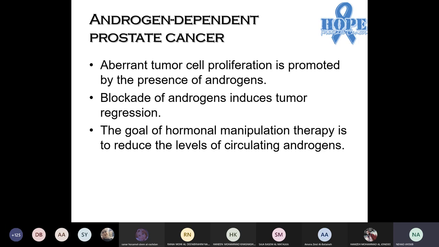How we can reach this, how we can deprive or decrease the level of androgen in circulation, or how can we stop the effect of androgens on the prostate tissue, we have different classes of drugs. Okay? فإذا the goal of hormonal manipulation or treatment, and this is really important, is to reduce the levels of circulating androgens. When we reduce the level of circulating androgens, we have a particular level that we have to hit. بنقول له castrate level, castration, okay?